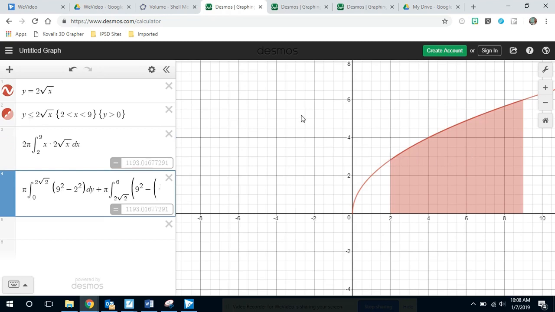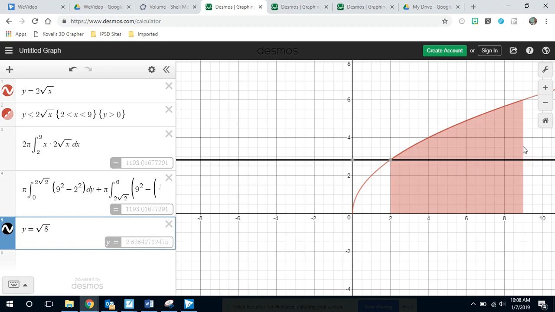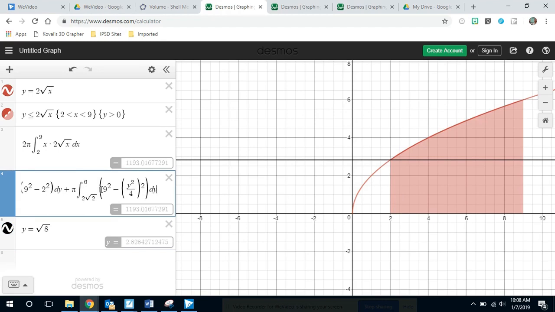And then I confirmed it using the disk method. Now notice the disk method on this problem would be really, really difficult because you would have to break it into 2 different cases at this line, because you would have from 0 to 2 square root of 2, it's 9 squared minus 2 squared for our two radii. And then for the second part of the problem, it's 9 squared minus y squared over 4 squared, because you would have to change it to be in terms of y's in order to do this. But the biggest radius would be 9, and then the smaller radius would be y squared over 4. And so that would be how you do problem 1.